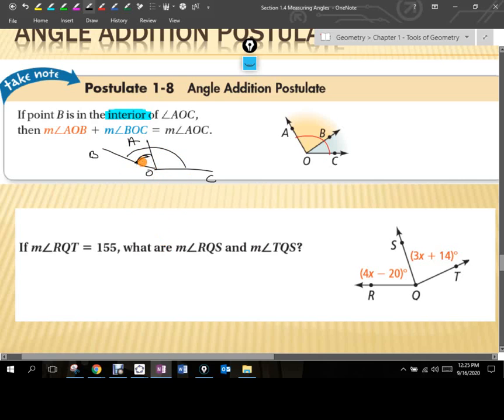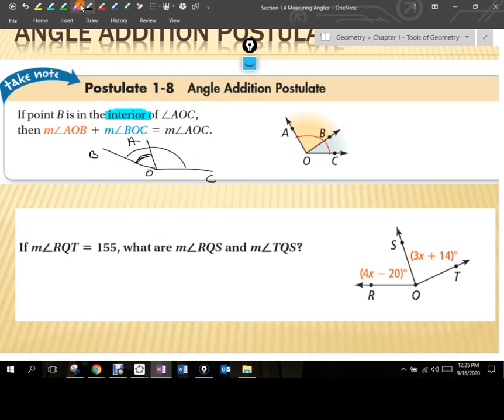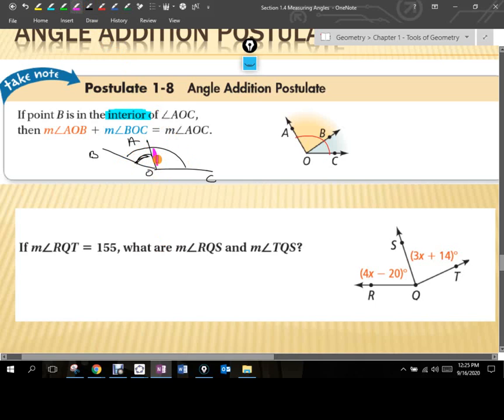So I'm taking that little small angle, this whole angle. If I added those together, would it give me that purple angle AOC? Does that make sense? So that's why that word interior is critical, because if B is just anywhere, this relationship, this conclusion does not exist. We have to know where it's located.